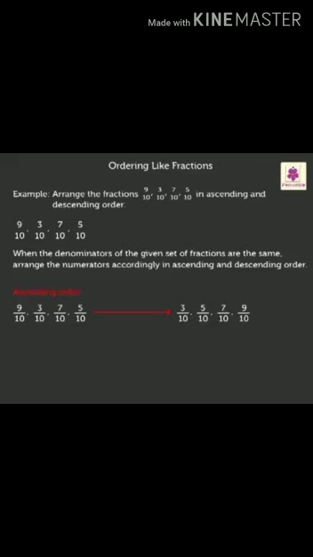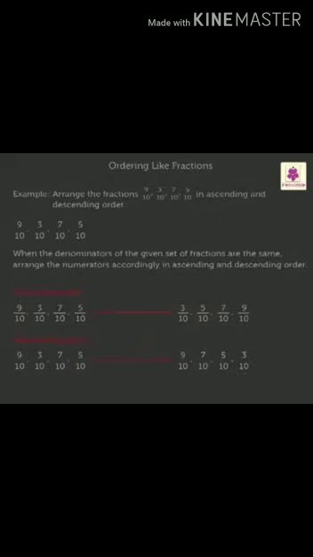Now, we arrange the numerators in descending order and get the fractions in descending order as 9 upon 10, 7 upon 10, 5 upon 10 and 3 upon 10. Now, let us learn to order unlike fractions with same numerators. Look at the example. Arrange the given fractions in ascending and descending order.